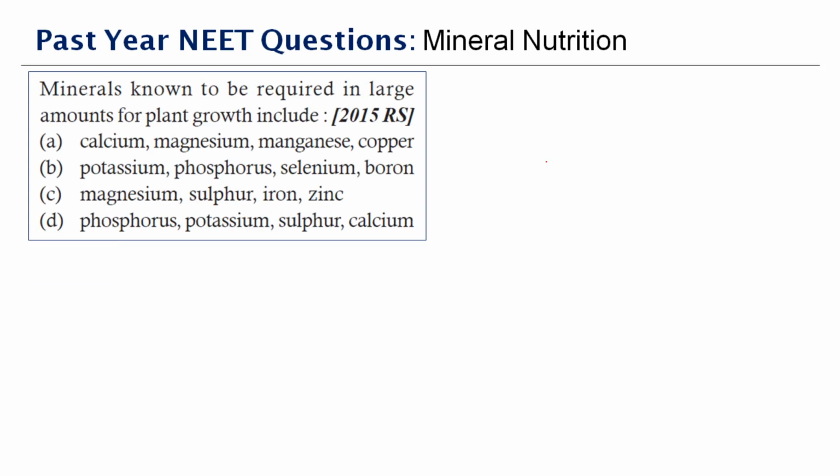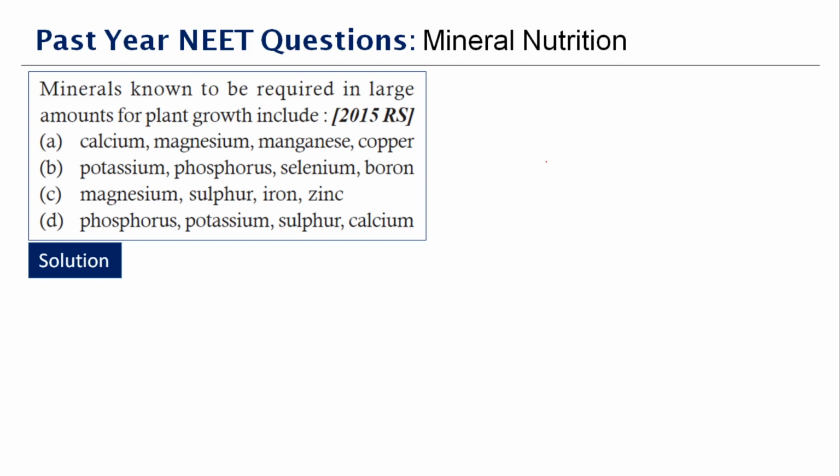Next question here. Minerals known to be required in large amounts for the plant growth include dash. So we require phosphorus, potassium, sulfur, calcium. Okay. So they all play an important role in the plant growth. These minerals are required in large amount.